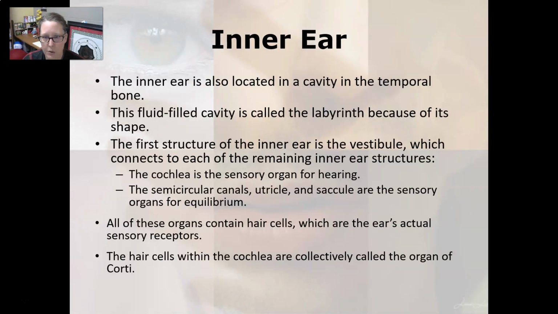The inner ear is also located in a cavity in the temporal bone. This fluid-filled cavity is called a labyrinth because of its shape. The first structure of the inner ear is the vestibule, which connects to each of the remaining inner ear structures. The cochlea is a sensory organ for hearing, and the semicircular canals, utricle, and saccule are the sensory organs for equilibrium or balance. All these organs contain hair cells, which are the ear's actual sensory receptors. The hair cells are used for hearing, but they're also used for balance in different ways. The hair cells within the cochlea are collectively called the organ of Corti.